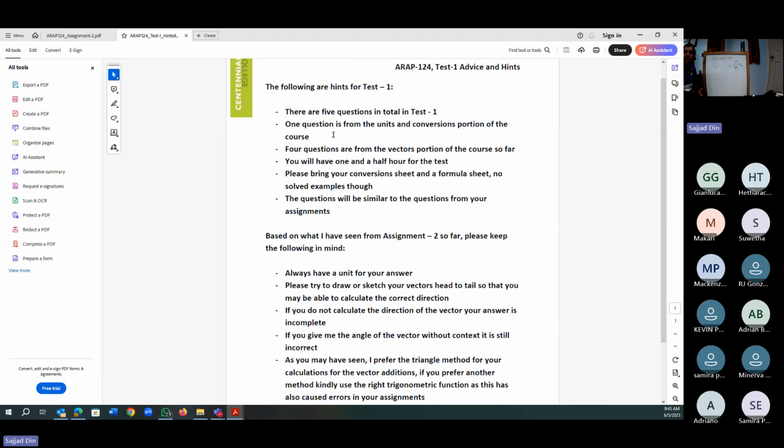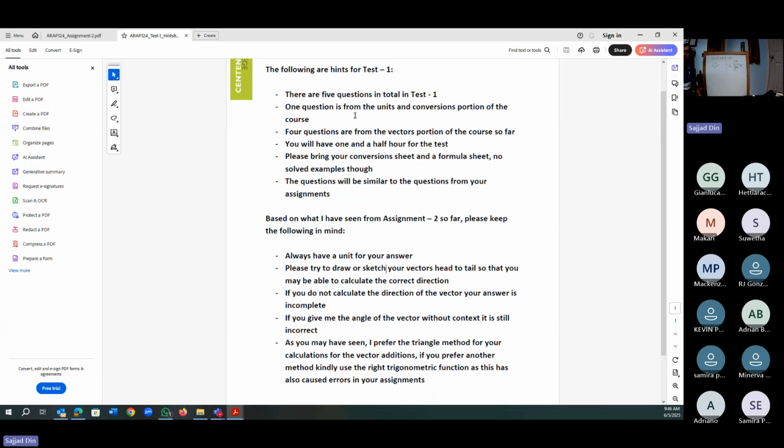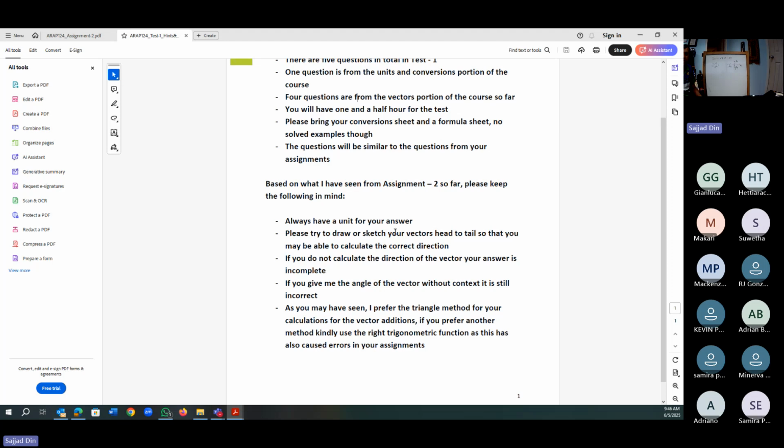Yes. Okay, good. So there are going to be 5 questions. I believe this is relevant to this year. All 5 are from the vectors portion. This is a little bit different, so it'll be an hour and 15 minutes. Bring your conversion sheets, no solved examples. I will ask you to hold up your sheets just to make sure. Always have a unit for your answer. Try to sketch your vectors so it's easier for you. If you don't calculate the direction, if it's asked, your answer is not complete, and a vector needs direction.